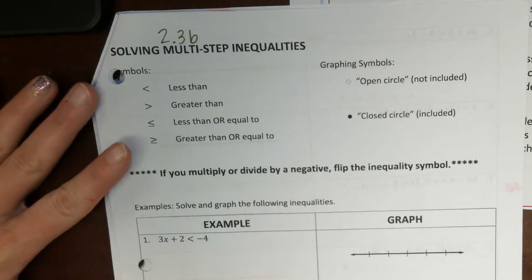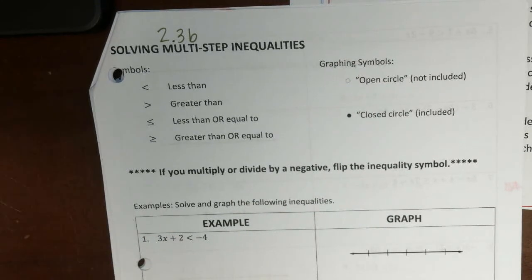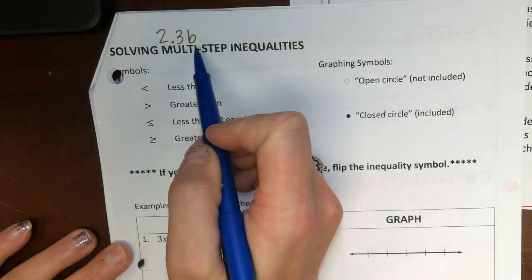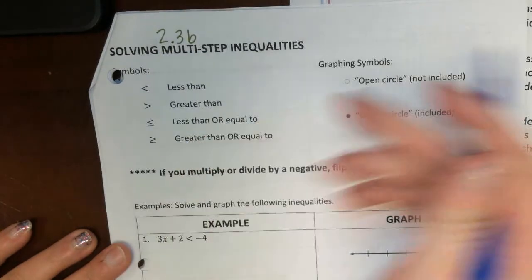Okay, so today's Thursday, and this is our last video of the week. We're looking at solving multi-step inequalities again. We call this 2.3b, so I don't want you to get confused.